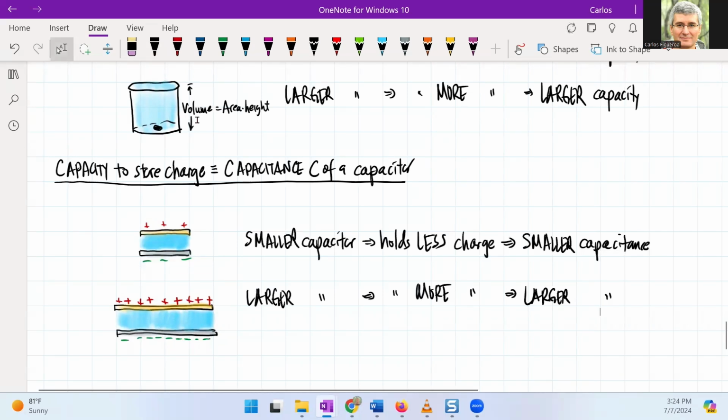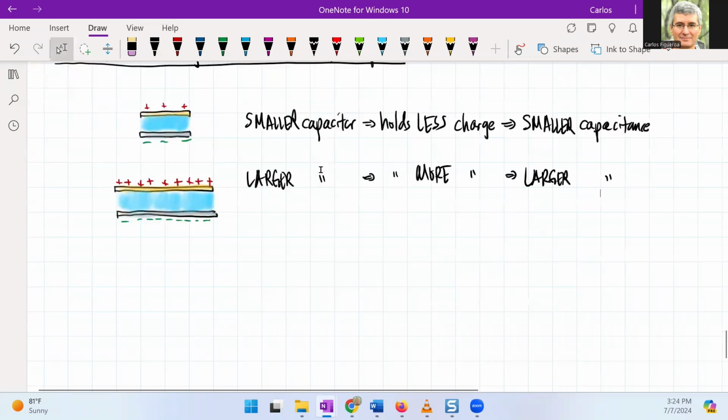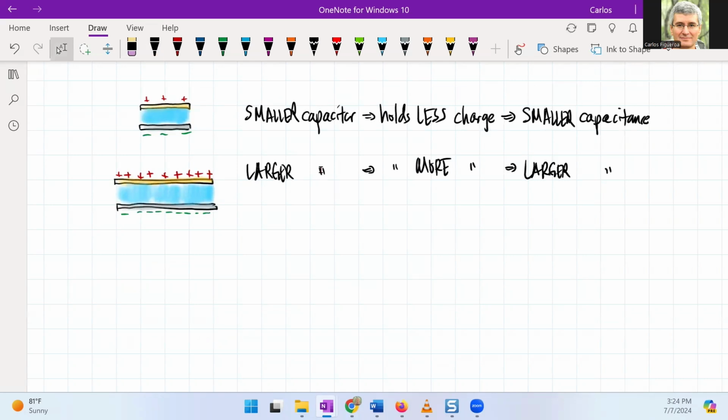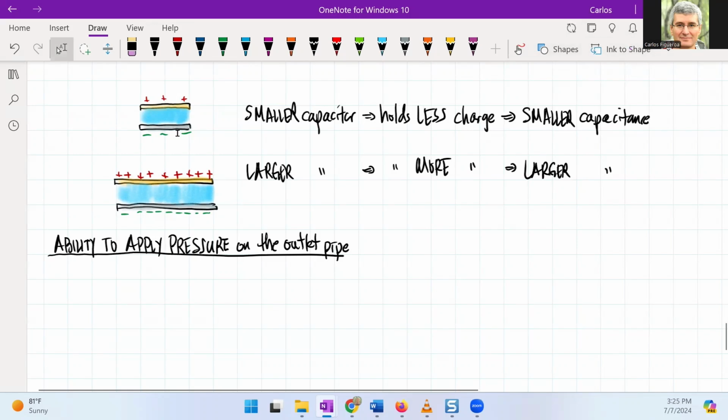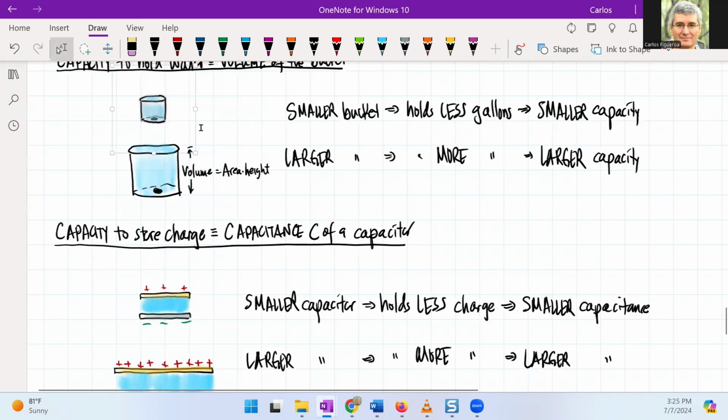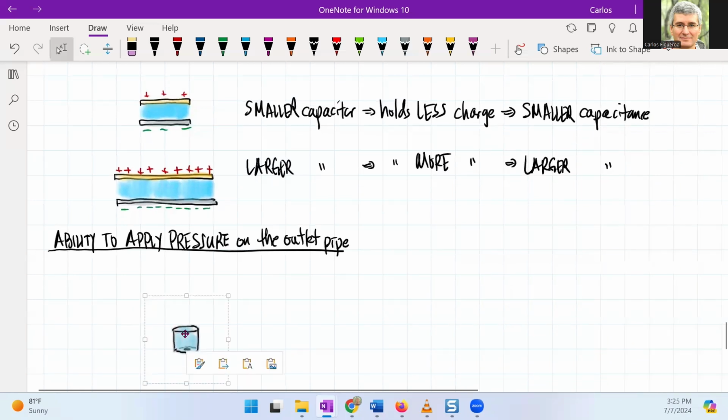Okay, the last thing I want to talk about is the ability of applying pressure. So what we want to look at here is the ability to apply pressure on the outlet pipe. Now, what we're really comparing here is less versus more water, but we're really talking about the depth of the water. So let's look at this guy. Let's say that I have this little guy right here, a little bucket right here.